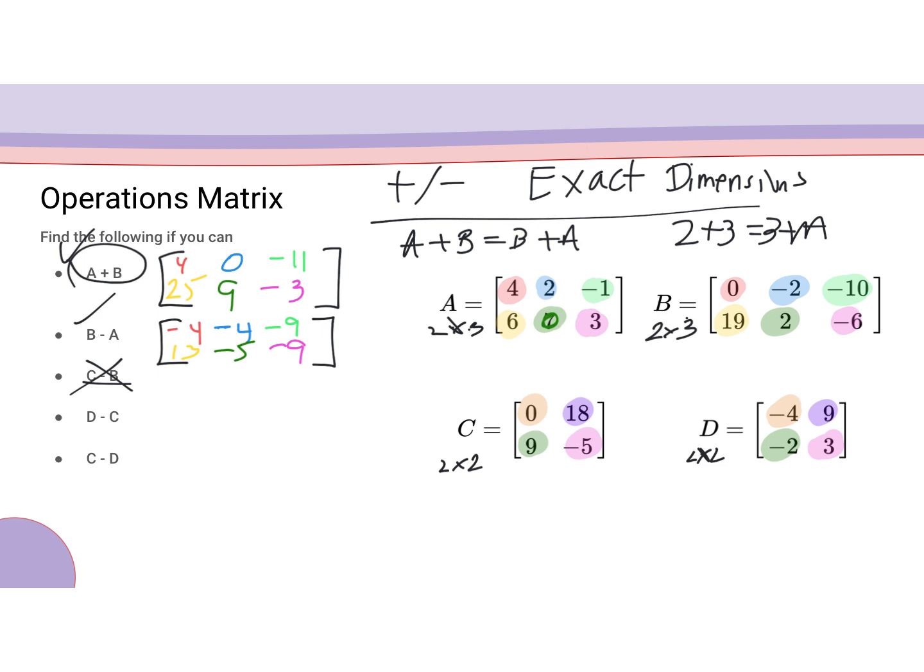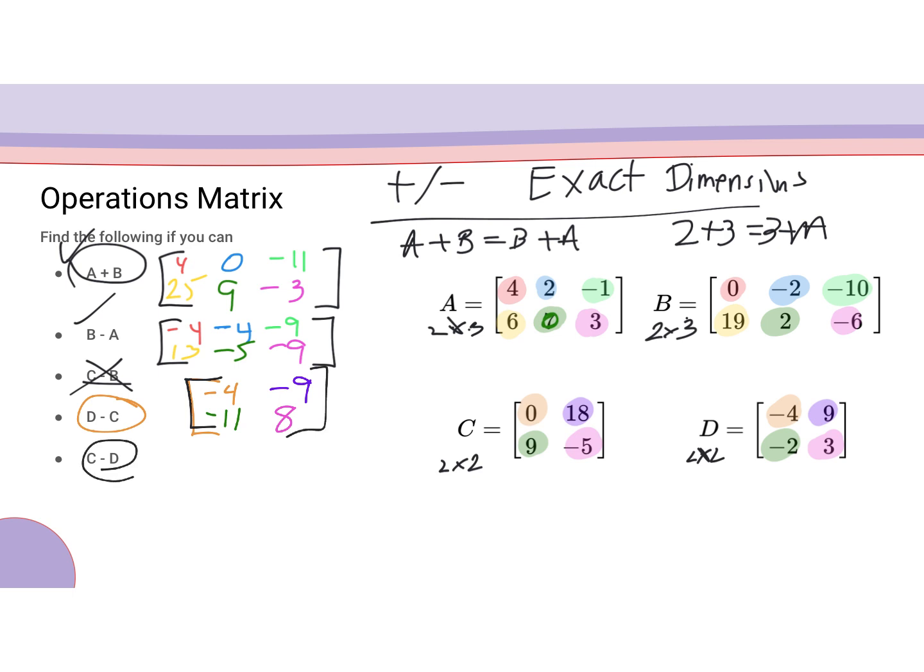It's weird, they normally match. Okay, so if I do D minus C first, so -4 minus 0 is -4. This was purple. 9 minus 18 is -9. -2 minus 9 is -11. And 3 minus -5, so that's going to be a plus. That gets me 8.